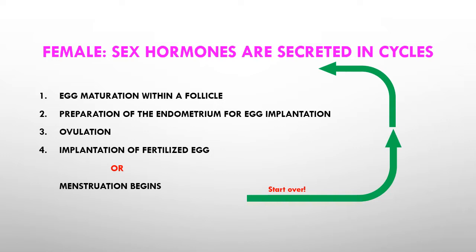So female sex hormones are going to be cyclical, so they're going to have essentially an up and down process in terms of increases, and those increases also need to occur at very specific times throughout the cycle, and we'll talk about those towards the end.